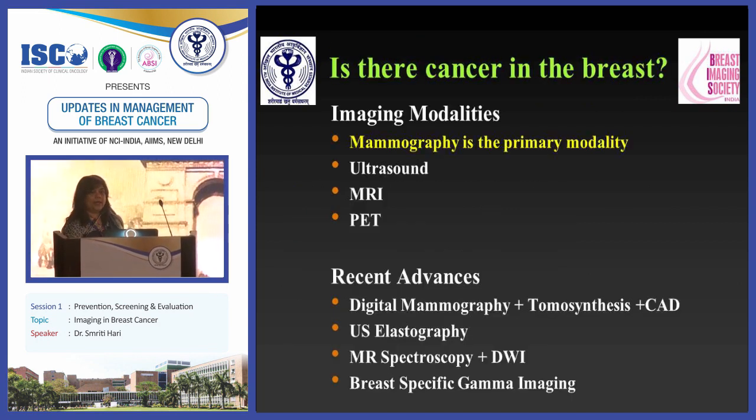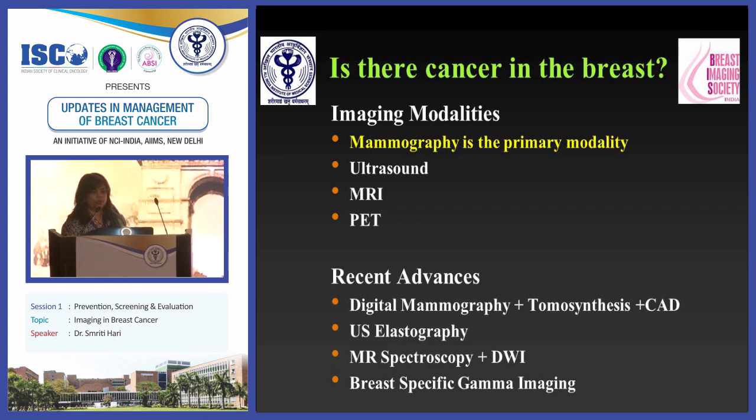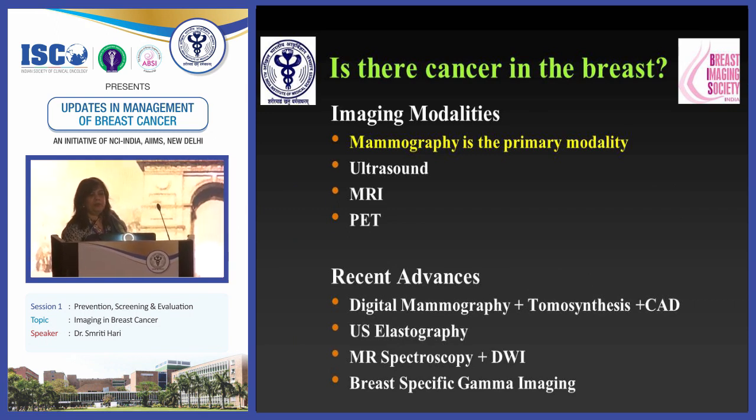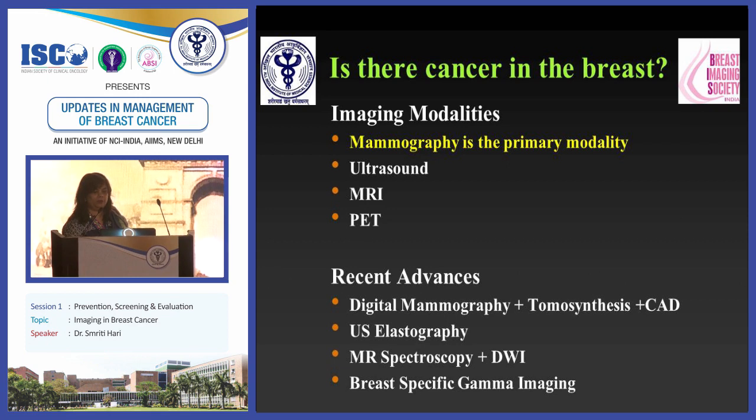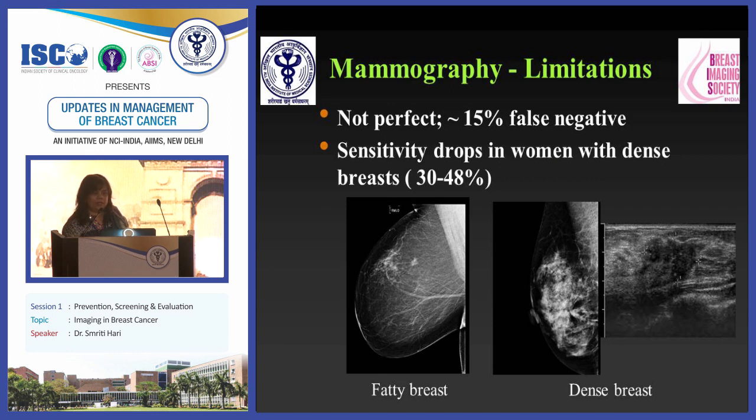So for is there cancer in the breast, we need to, of course, do imaging, and mammography remains the primary imaging modality for breast. Ultrasound has a very good adjunctive role, and MRI in selected cases. There are recent advances which add value to these investigations in particular scenarios. But mammography has definite limitations.